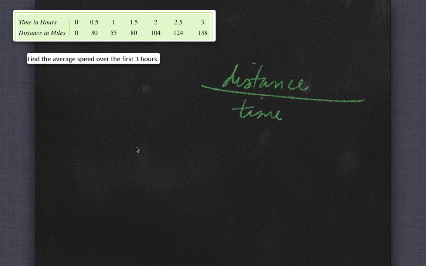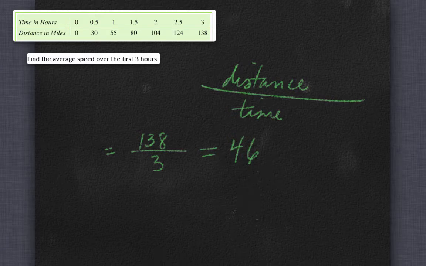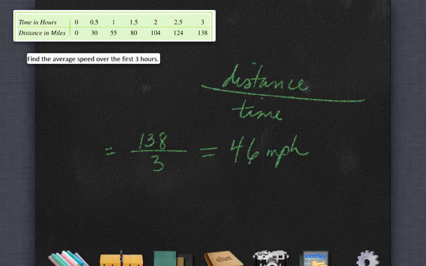So over the first 3 hours, that means it took 3 hours. So 3. And the first 3 hours is here. So I went 138 total miles. I started out with 0 miles and I ended up with 138 miles. So I traveled 138 miles in 3 hours. So that's 46 miles per hour is my average, unless I'm misdividing.